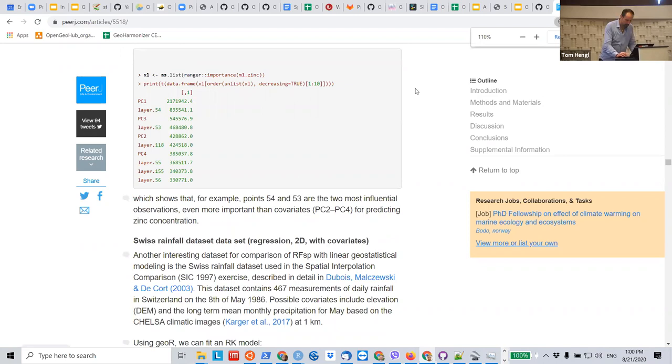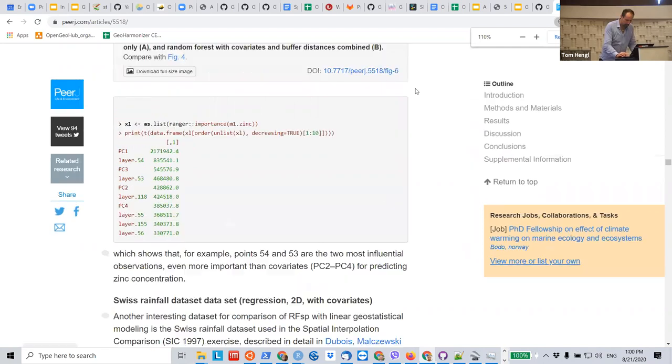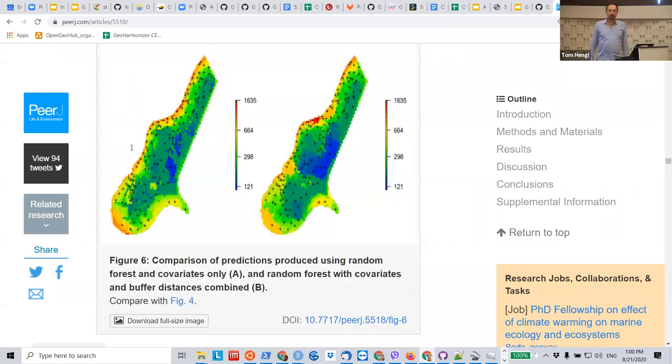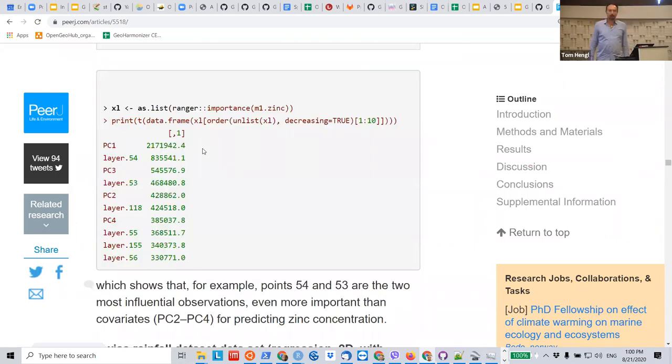And so what happens is the accuracy is okay. But now we want to understand how it relates. And then you, for example, do variable importance. What happens is that PC1, the first component, is the most important variable. And then distance to station number 54 is next, with the buffer distances. So station 54 is highly influential on the predictions. That's one type of diagnostic.